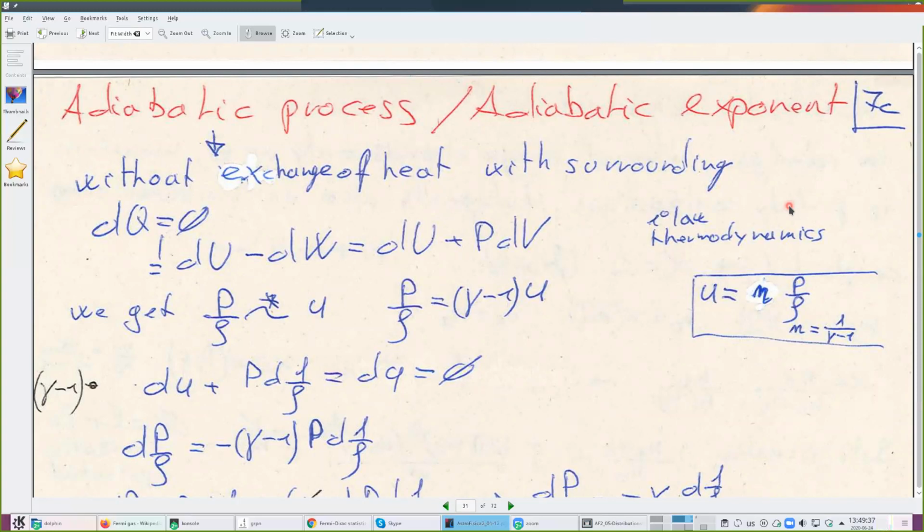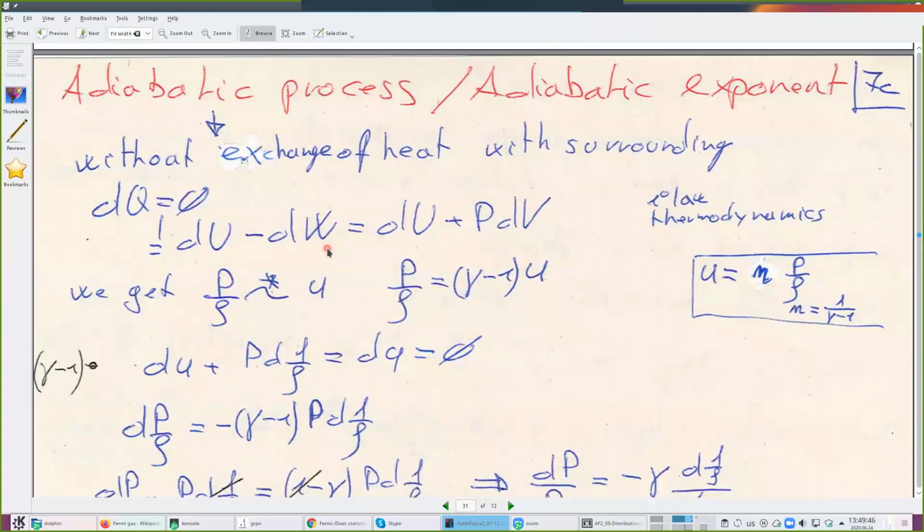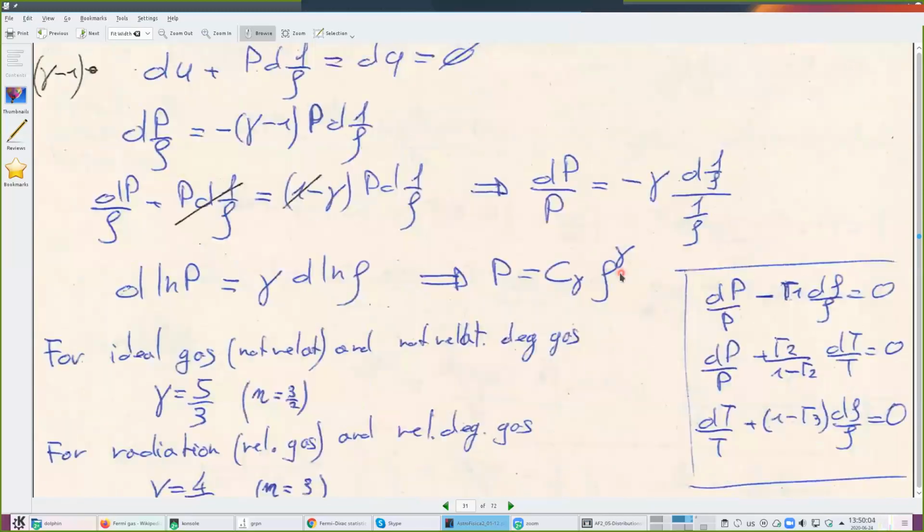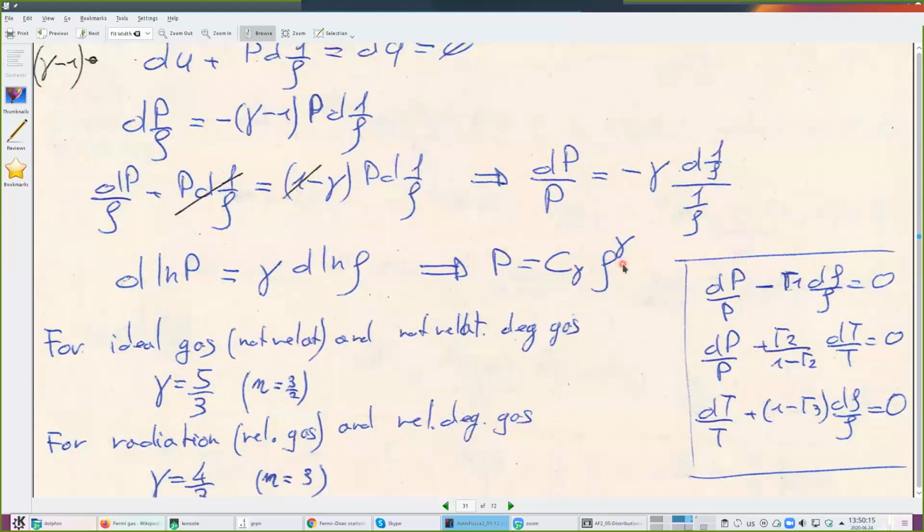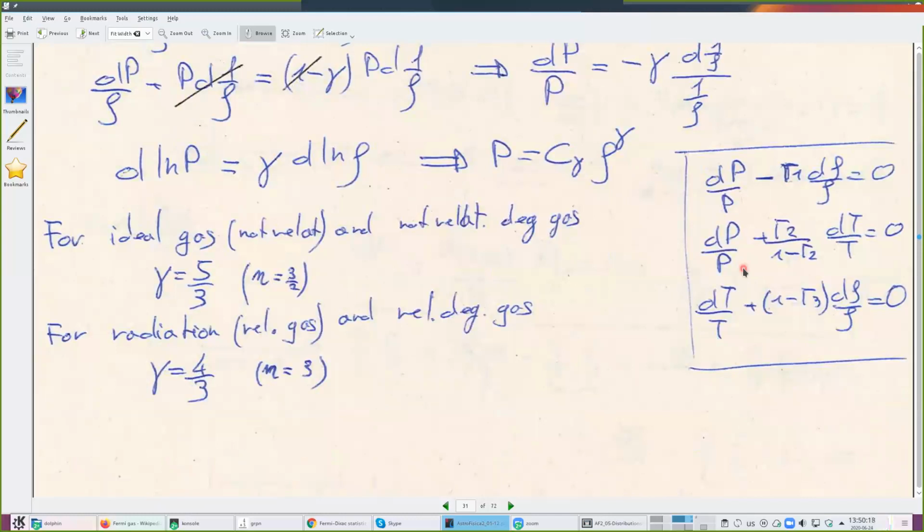Another part of the gas is the adiabatic process, where we are interested in seeing how the adiabatic exponent varies. The adiabatic process is when there is no exchange of heat with the surroundings. Doing the calculation, we have this situation where there is no change of heat, and the pressure just changes with the density, similar to the degenerate gas. And we have this relation among the properties.